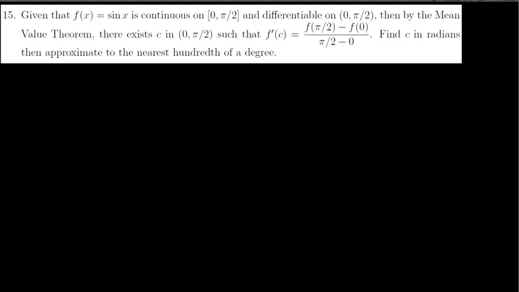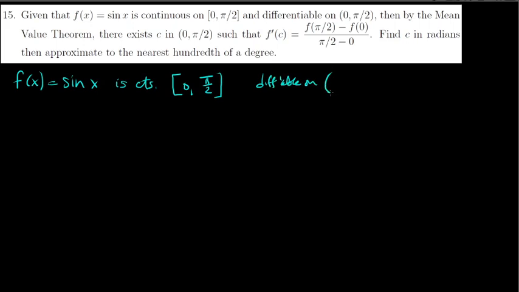All right, number 15. Given that a function f, which is just sine x, right? So that's our given function, is continuous. Of course, it's continuous. In fact, it's differentiable, but it's certainly continuous on the interval from 0 to pi over 2. In fact, it's continuous everywhere, right? And it's differentiable on the open interval. So we know that. So these are the conditions for the mean value theorem, right?